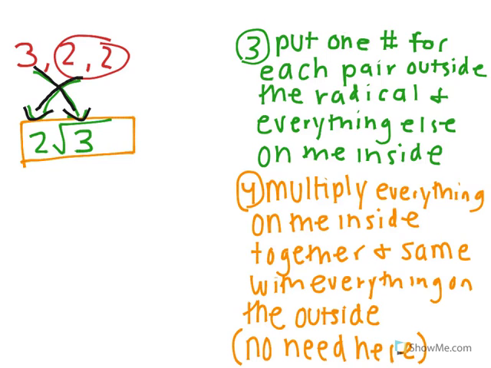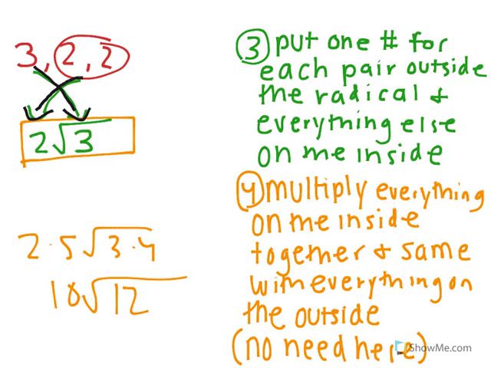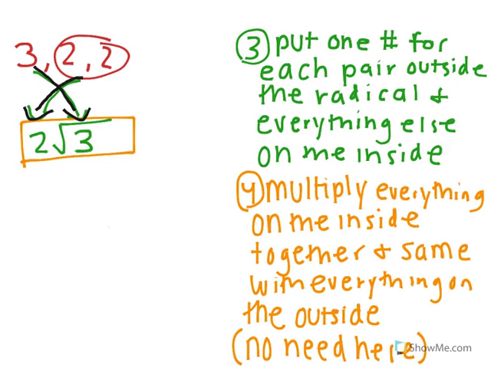In this case I only had one number on the outside and one number on the inside, but let's say I had 2 and 5 on the outside and 3 and 4 on the inside. I would have to multiply these numbers: everything on the inside multiplied together and everything on the outside multiplied together. We do not need it in this problem because there's only one number in each one.